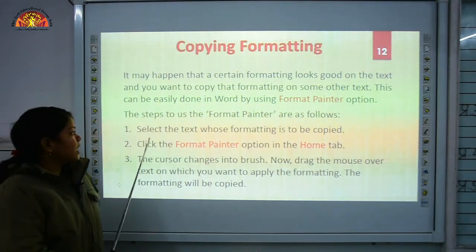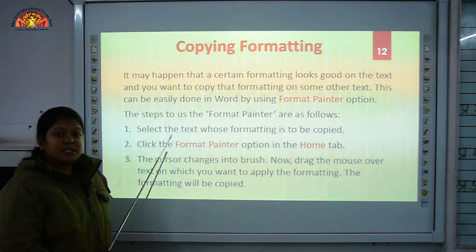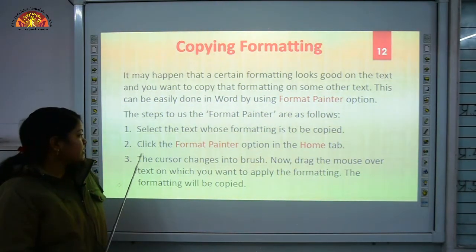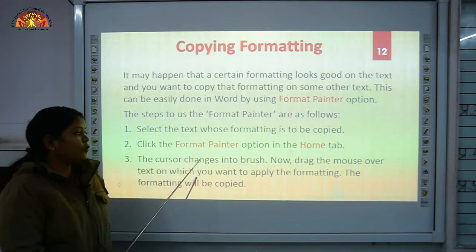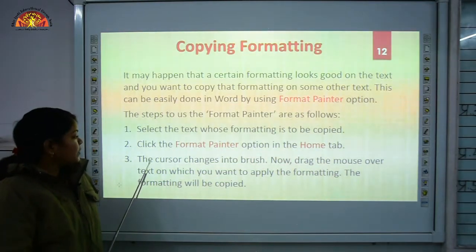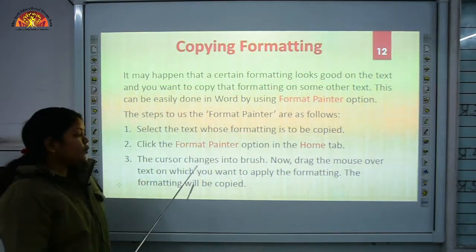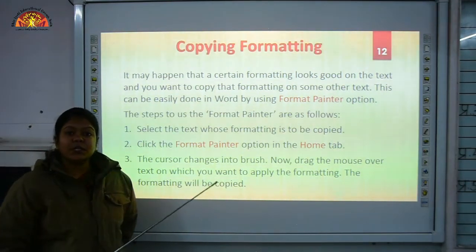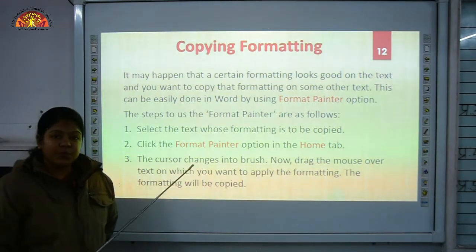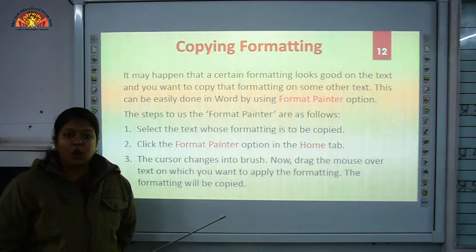First step is to select the text whose formatting is to be copied. So first you have to select the text whose formatting you want to copy. Next, in step 2, click the Format Painter option in the Home tab. So next you have to click on the Format Painter option. In the third step, the cursor changes into a brush. Now drag the mouse over the text on which you want to apply the formatting. The formatting will be copied. So students, in step 3, your cursor will change into the brush. Now we have to select the text on which we want to apply the formatting. Then your text will be formatted with the copied formatting.